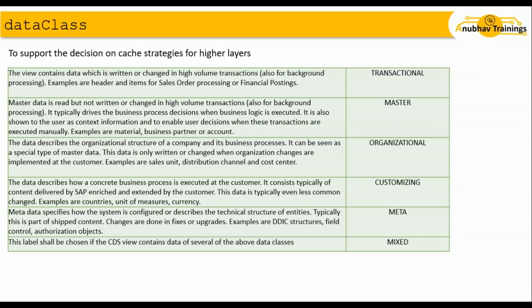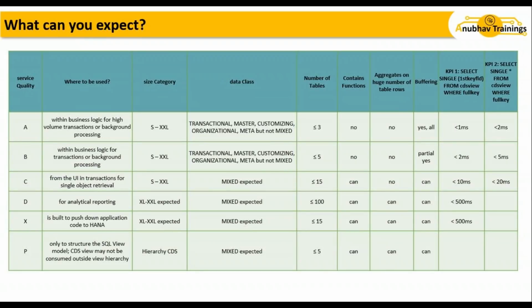Of course, transactional data is always given high precedence, and you can see they are written in the precedence level accordingly. Now I was telling you about the expectation, what can you give as an input and what can you expect. So these are the service quality guidelines. If you have a table of this size, and the number of tables involved are less than 3 and of any category, and if you choose A as your service quality, you can at least expect a response time less than 1 millisecond.